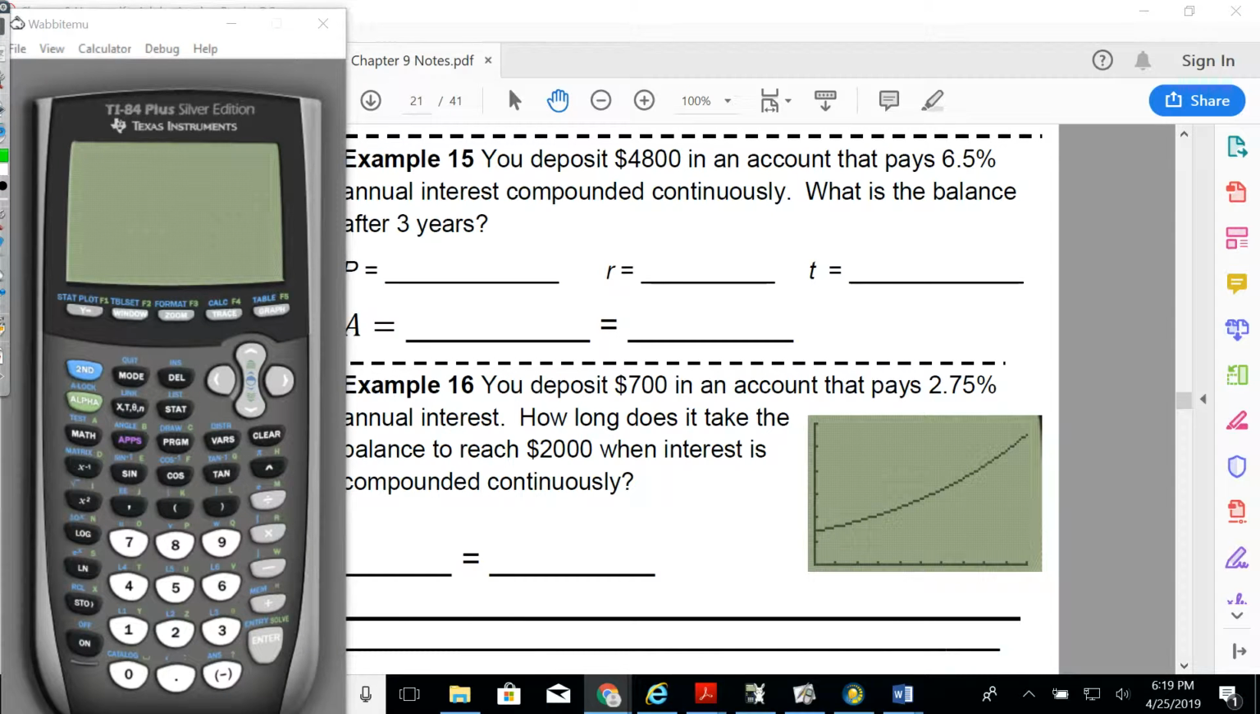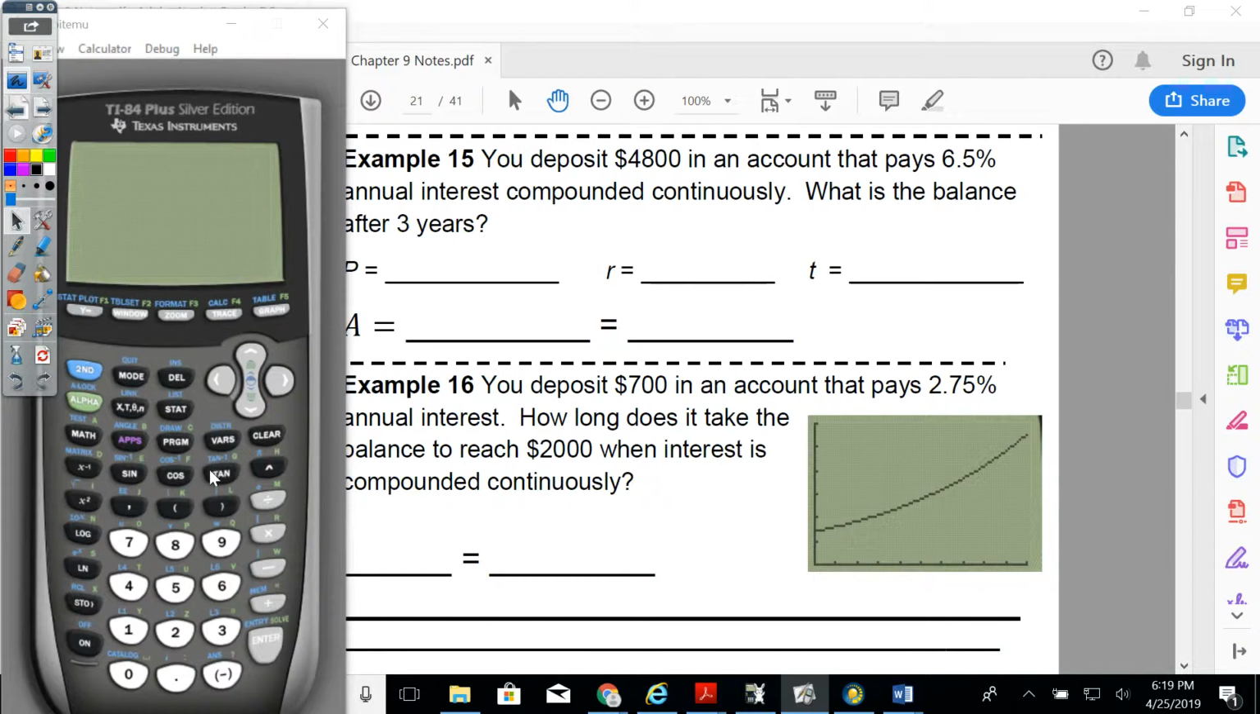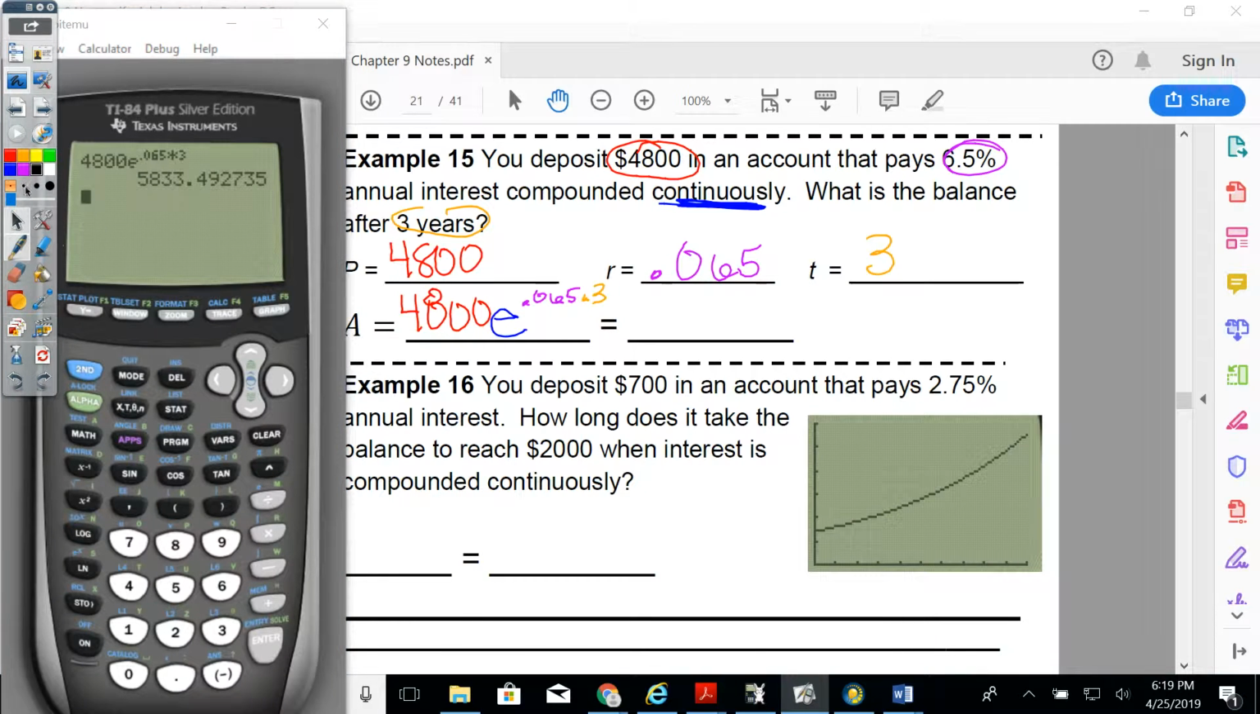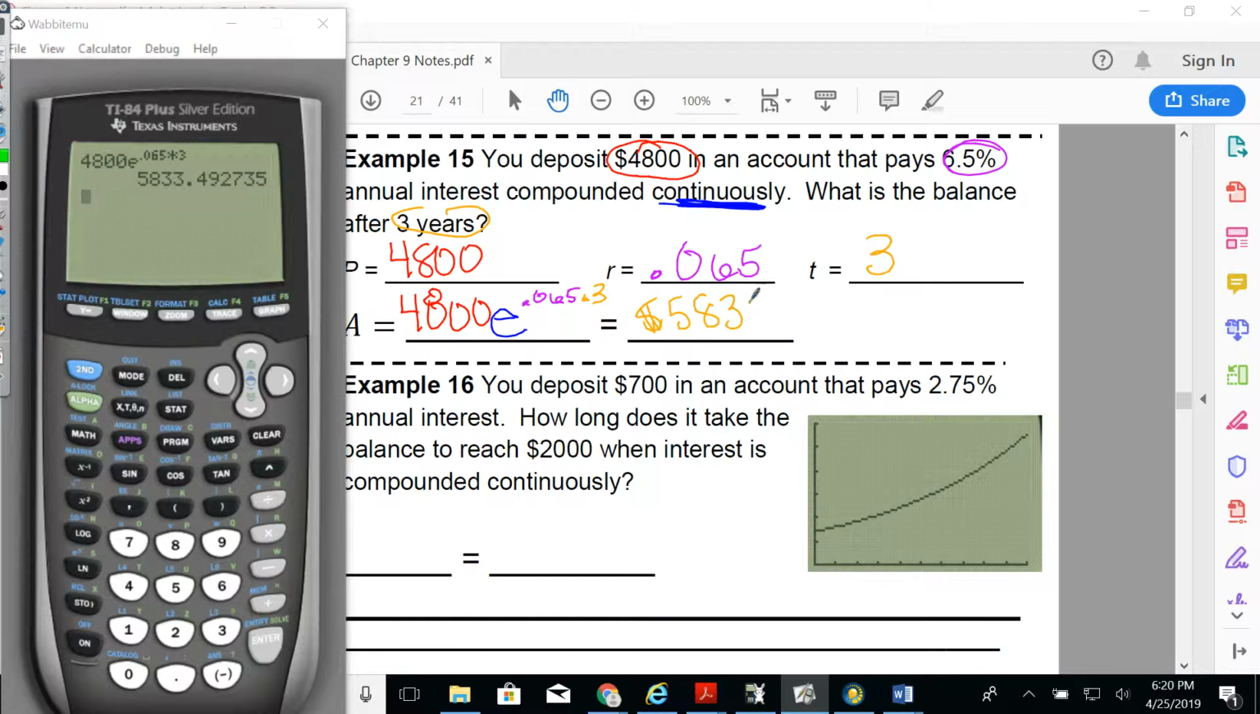All right, so the last one got cut off. Looking at the answer for this part, we did 4,800 times e with the exponent 0.065 times 3. That gives us that the balance after 3 years would be $5,833.49.